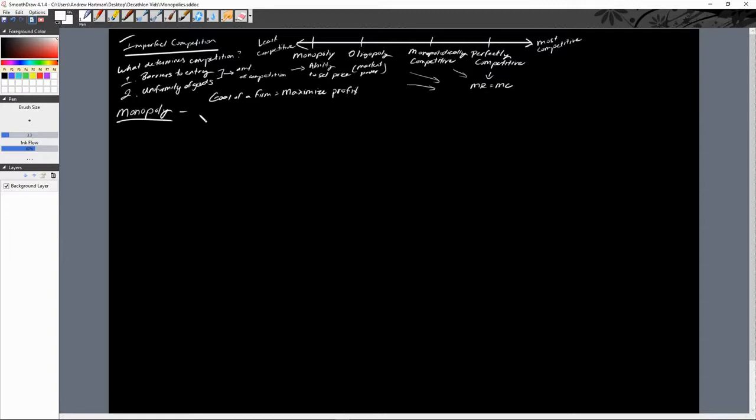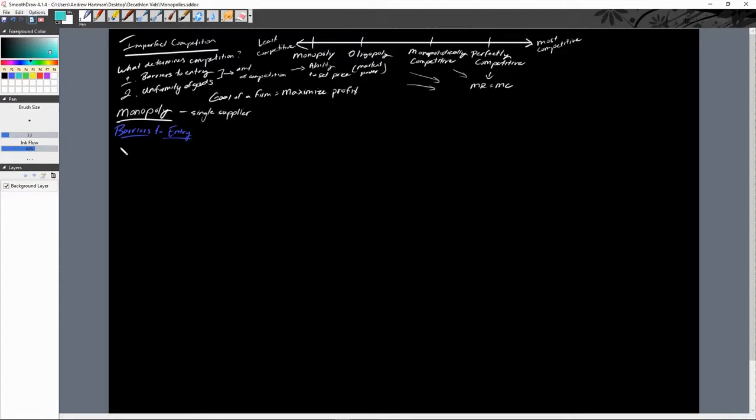A monopoly is obviously going to be a single supplier of a good. There's also a thing called a monopsony, which is a single demander of a good, a single consumer, but we're not going to talk about that. Monopolies occur because of barriers to entry. Barriers to entry cause monopolies to happen. And there are three major types of barriers to entry.